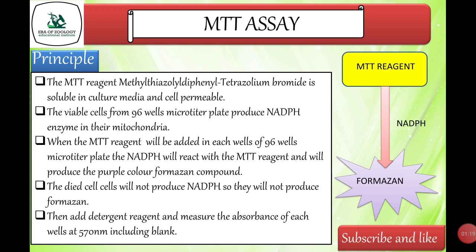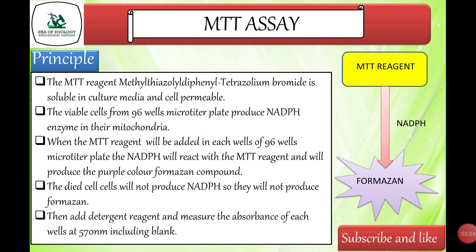The MTT reagent, methyl thiazolyl diphenyl tetrazolium bromide, which is called tetrazolium bromide or tetrazolium dye in short form, is soluble in culture media and cell permeable. The viable cells in a 96-well microtiter plate produce NADPH enzyme in their mitochondria. When the MTT reagent, the tetrazolium dye, is added to each well of the 96-well microtiter plate, the NADPH will react with the MTT reagent and produce a purple colored formazan compound.